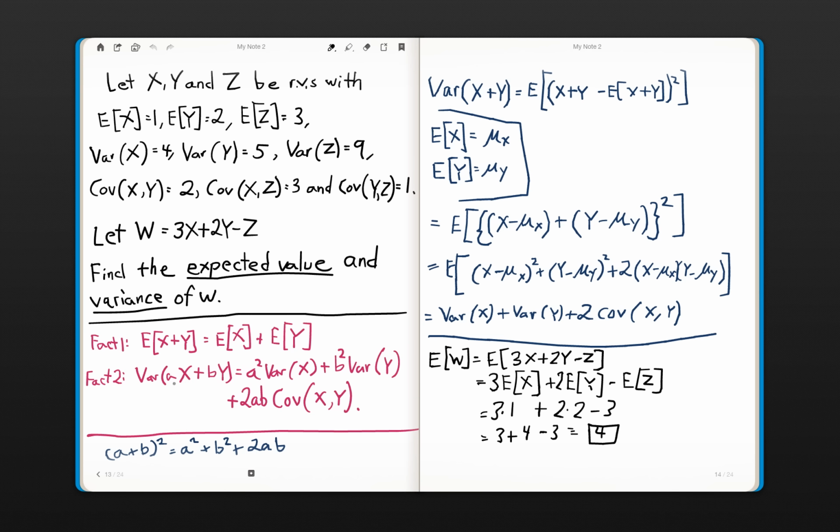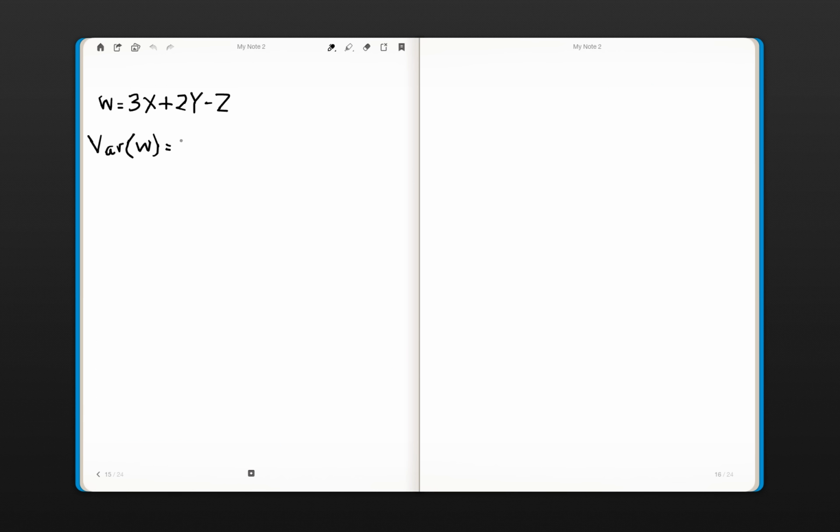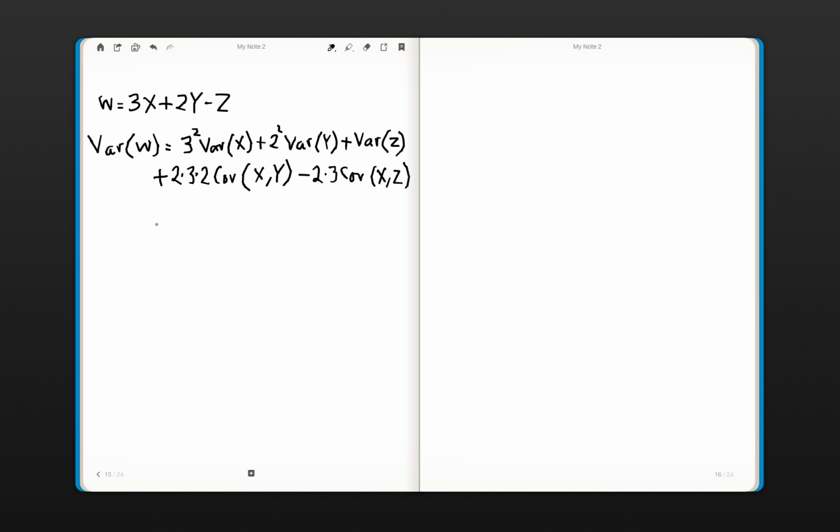We have to make sure we pass the variance through, pull the constants out front and square them, and then include all the pairwise covariances and make sure we multiply by 2. So the variance of w would be equal to 3 squared times the variance of x plus 2 squared times the variance of y plus the negative 1 squared, which is just plus 1, times the variance of z. And now we need to include our cross terms. So this is then plus 2 times 3 times 2 times the covariance of xy, minus 2 times 3 times 1 times the covariance of xz, and then minus 2 times 2 times 1 times the covariance of yz.